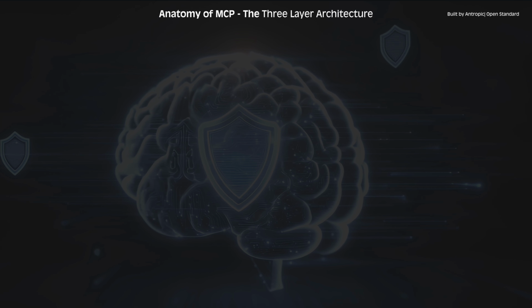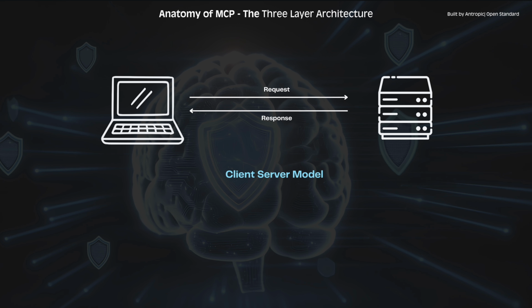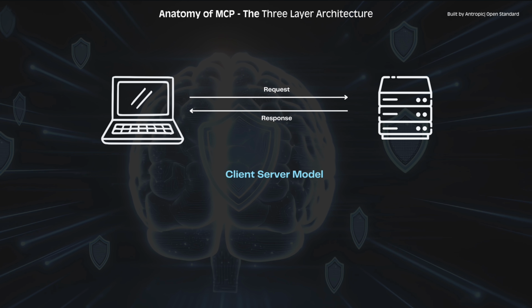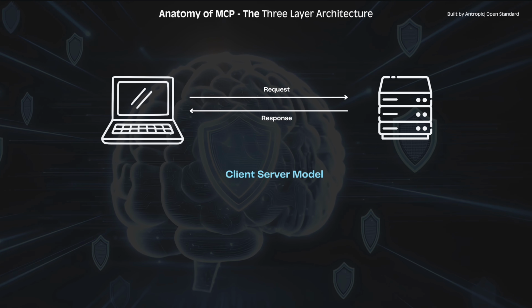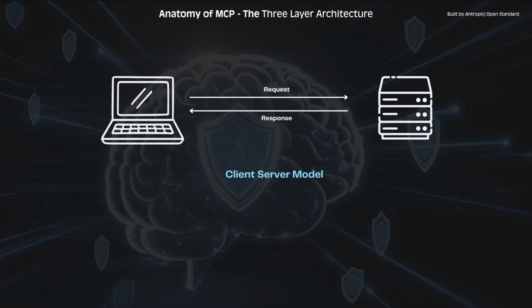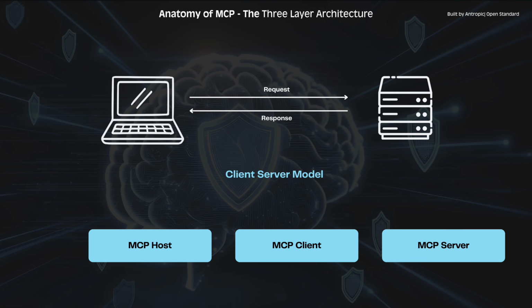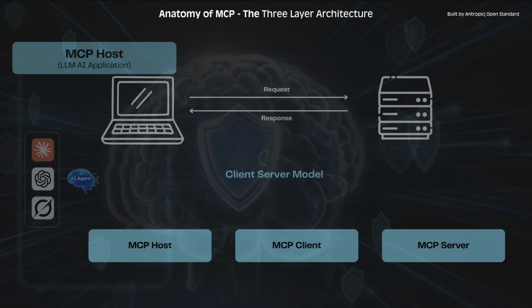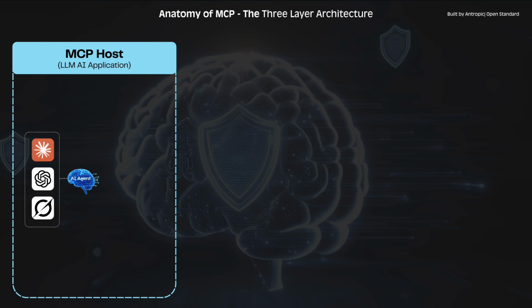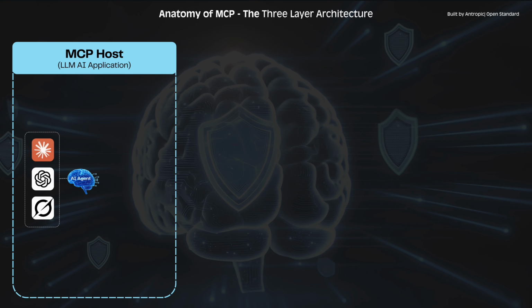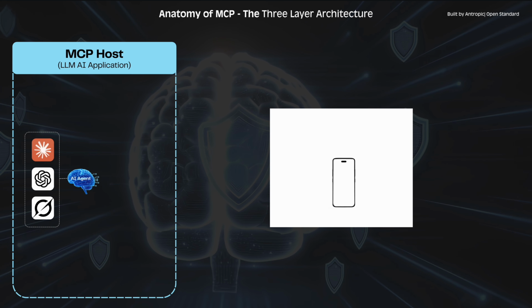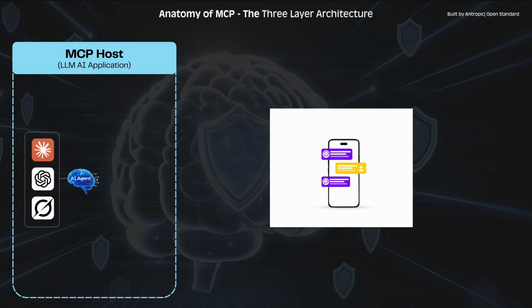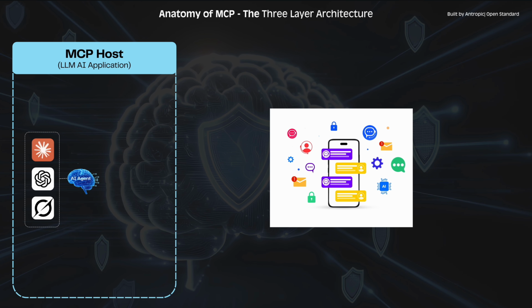Let's look into the 3-layer architecture of MCP. And it's really simple. MCP uses a client-server model with 3 main components or building blocks. That is MCP host, MCP client, and MCP server. Let's look at the first layer, that is MCP host. This is your LLM, AI application, with which users interact to access certain data or tools through MCP, like Claude Desktop, Claude Code, or an IDE.